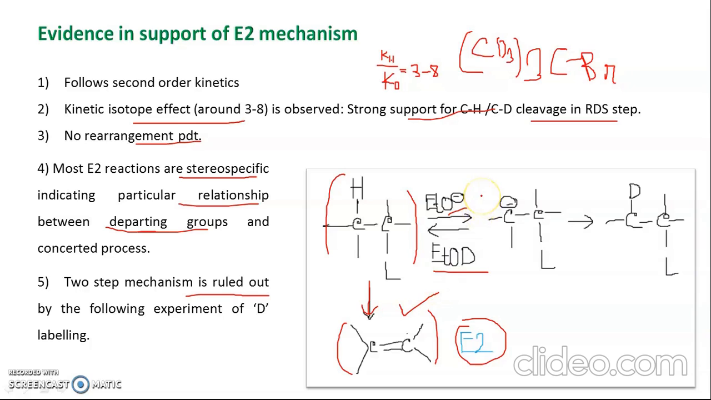But if you are using EtO minus and EtOD, then there is a chance that this type of carbanion will be formed. If this carbanion is formed, then obviously this negative charge will take this D from here, and finally there will be C-D bond formation. So if you are doing the reaction in the presence of these reagents, and you do not allow the reaction to complete fully, because if you allow it to complete fully, maybe again you will get the alkene. But that we do not want.